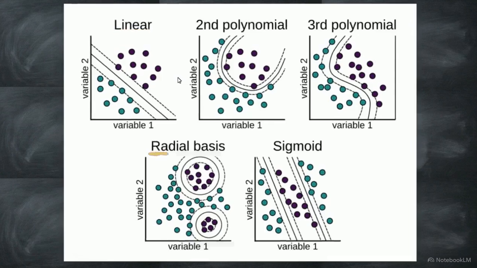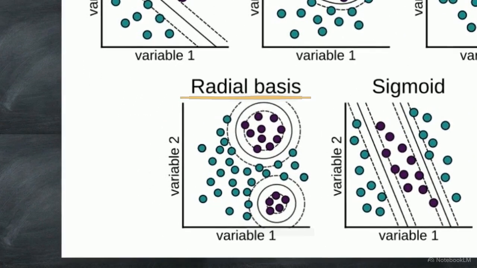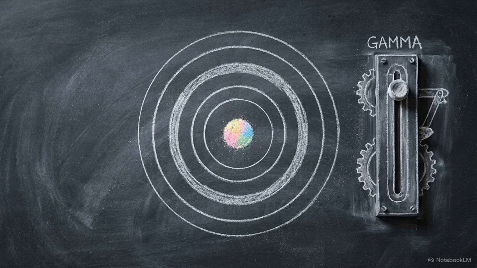Look closely at the radial basis function graph. RBF is the industry standard default for nonlinear data, drawing tight circular boundaries directly around distinct clusters. It is highly effective because it maps data into a space of conceptually infinite dimensions. To tune an RBF kernel, engineers adjust the gamma parameter. Gamma dictates the radius of influence of a single support vector.